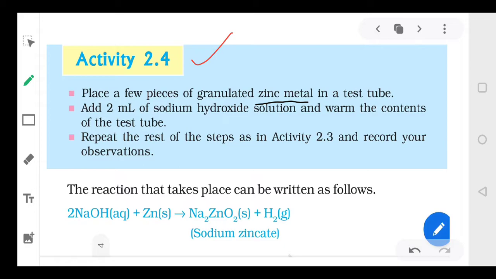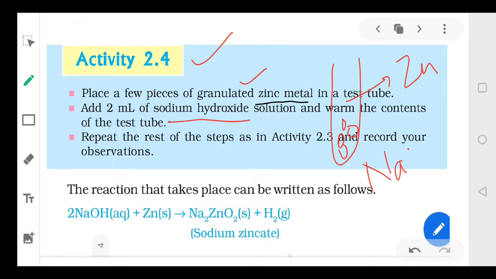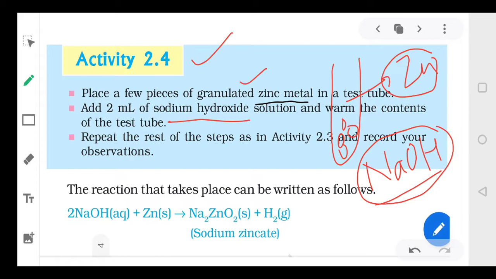In this activity, first of all, we'll take the granulated zinc metal, right? We will have a test tube. In the test tube, we will have granules of zinc. Second, we will add 2 ml of sodium hydroxide. What is the formula of sodium hydroxide? It is NaOH. So we have taken zinc granules and we have added sodium hydroxide.